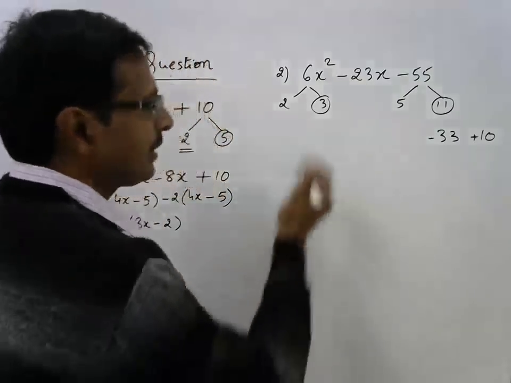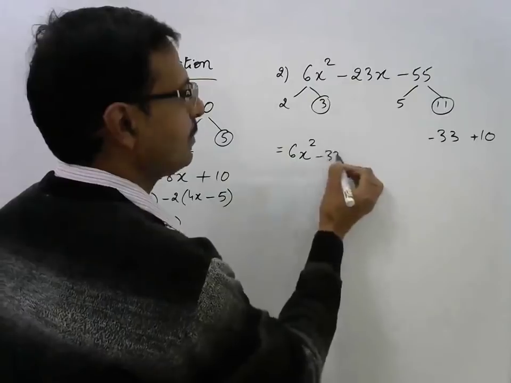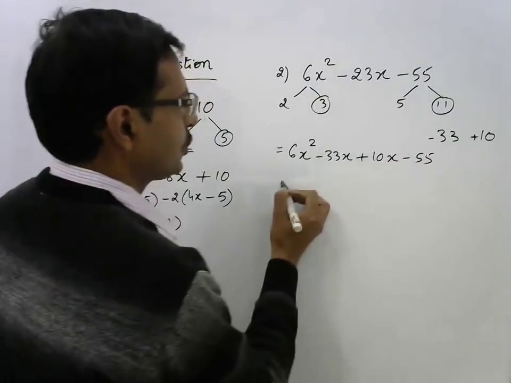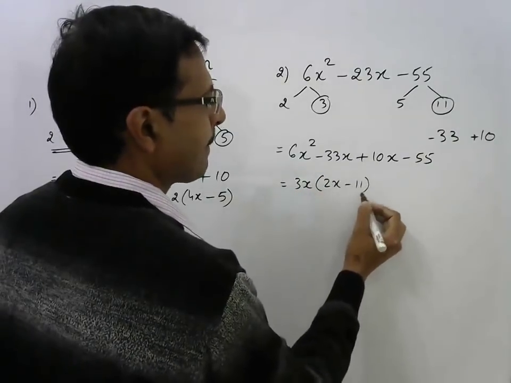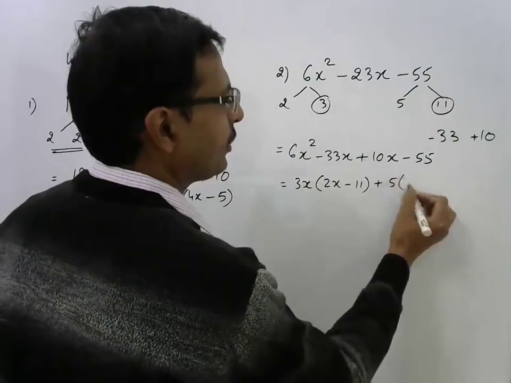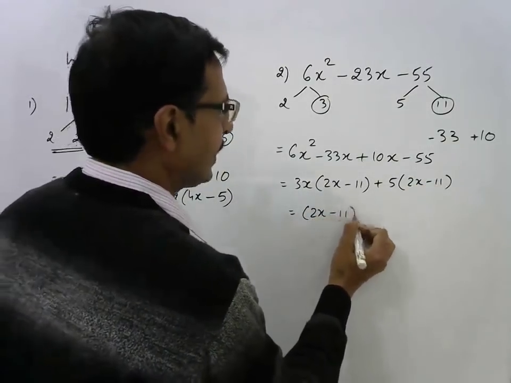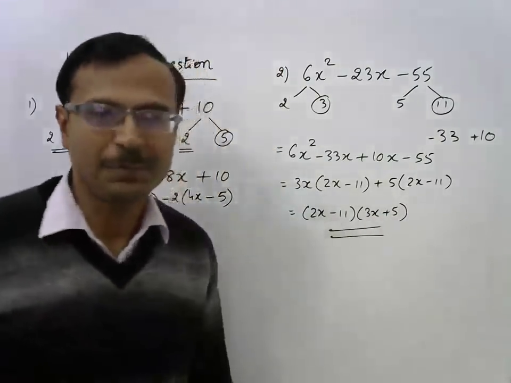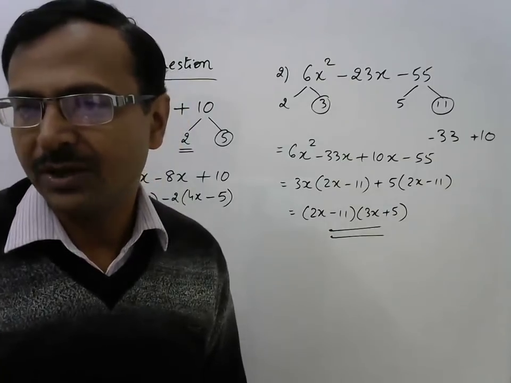So let's see the factorization part. That should be very easy. See, minus 33 and plus 10. So take 3 common and x common, so you have 2x minus 11. And take 5 common, you have 2x minus 11. So 2x minus 11 is one factor and 3x plus 5 is the other factor for the problem. The same answer which was given by Indu very, very quickly.